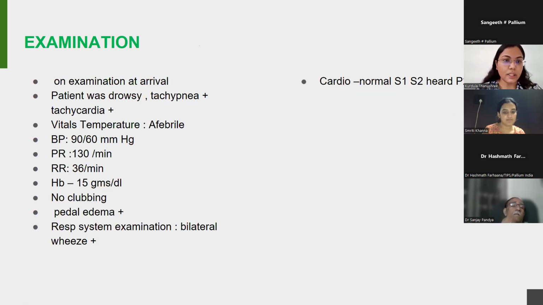On examination at the time of arrival, the patient was drowsy, tachypneic and tachycardic as well. Vitals: he was borderline hemodynamically unstable with 90 by 60 mm of Hg of blood pressure. The pulse rate was 130 per minute and the respiratory rate was around 36 per minute. His hemoglobin was 15 grams per deciliter, that is polycythemia was noted. There was no clubbing, bilateral pedal edema was noted, and respiratory system examination showed bilateral wheeze. Cardiac examination showed a normal S1, S2 and a loud P2.